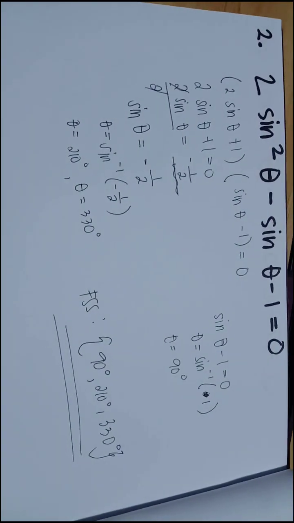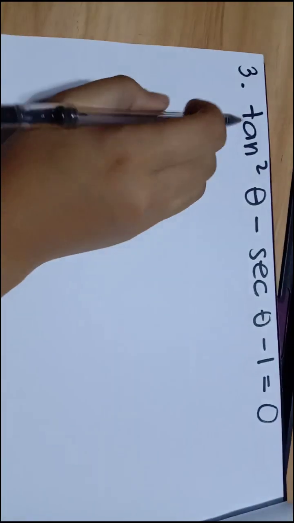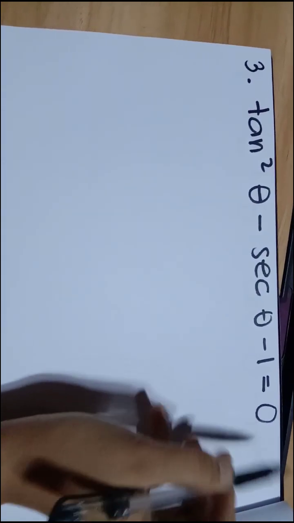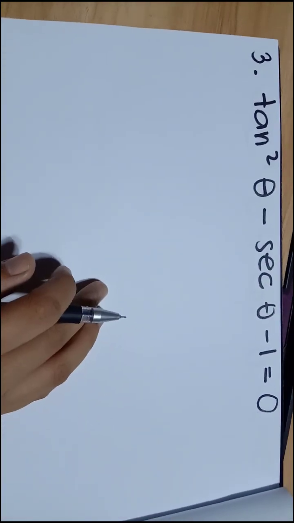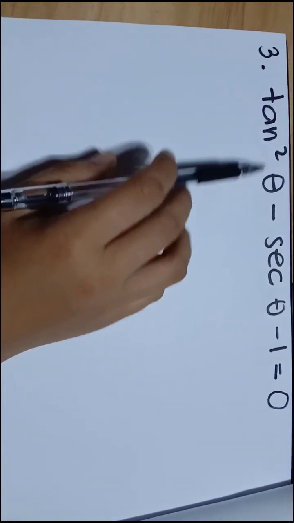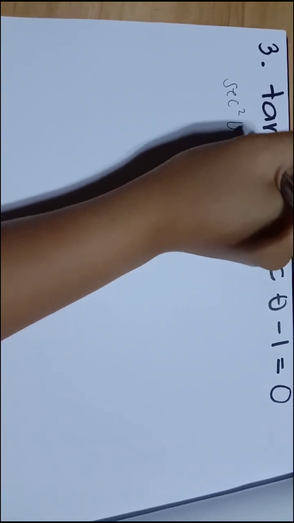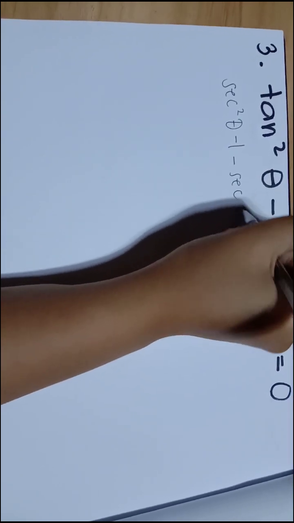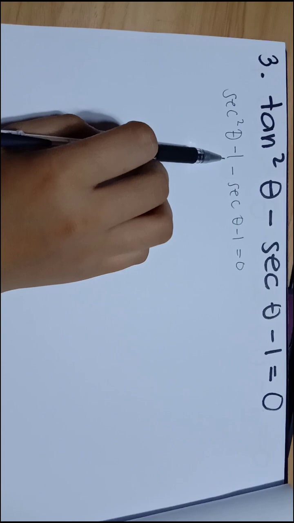Okay, let's have another example. Tangent squared theta minus secant theta minus 1 equals 0. By the way, we can replace tangent squared theta by what? By secant squared theta minus 1, minus secant theta minus 1 equals 0. If you can still remember, this is from Pythagorean identities.